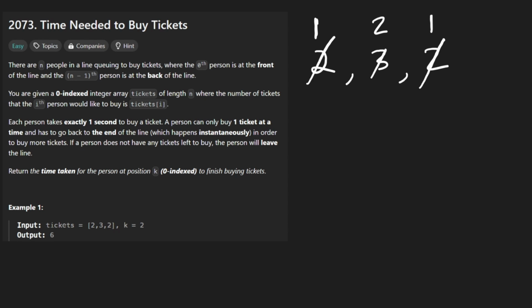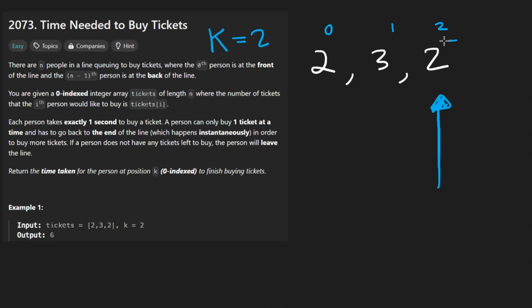First, I guess we should start with what exactly are we trying to figure out? Like, we're not trying to run the simulation. We're trying to actually answer a specific question. And that question comes from the second input parameter. So that parameter in this case is k equals 2. What that means is the person at index 2, which is this, because we're 0 indexed. This is 0, this is 1, this is index 2. We want to know how many turns does this person have to wait to buy their tickets.